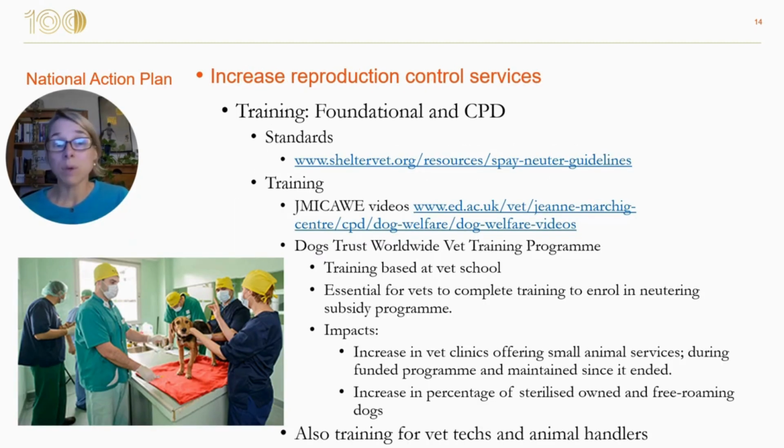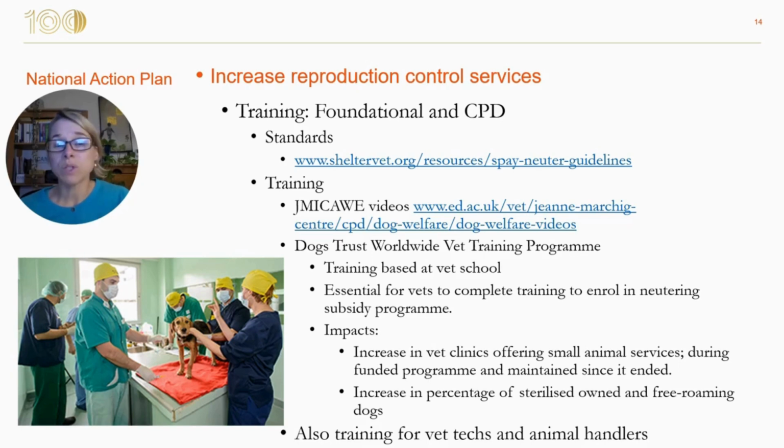In most countries, there will be a need to increase the use of reproduction control services to reduce unwanted litters and abandonment. Closing the gap here very often involves improving the skills of vets to perform surgical sterilisation safely and efficiently. I've given an example here of a standard for surgical sterilisation that can be used and a link to a set of videos that can be useful for training.